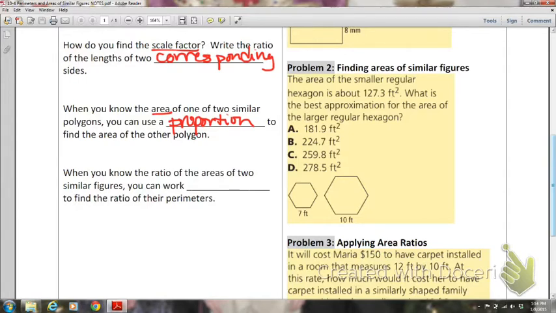And when you know the ratio of the areas of the two similar figures, you can work backwards to find the ratio of their perimeters. So let's look at some problems to see how we can use this.